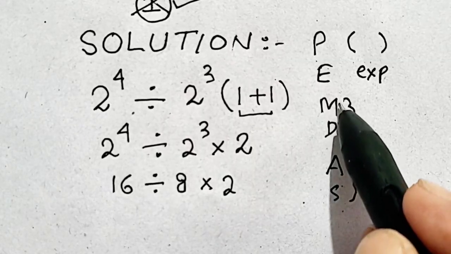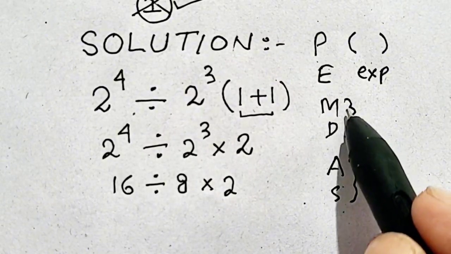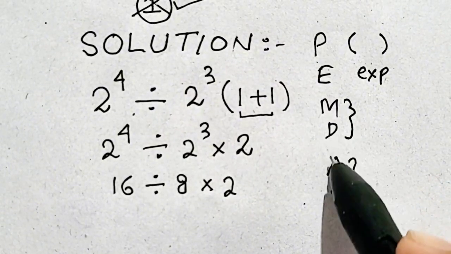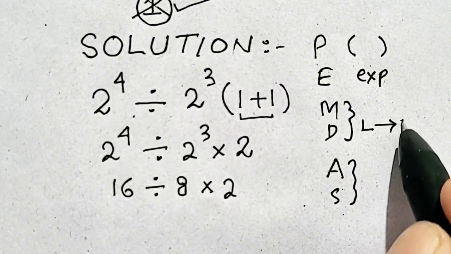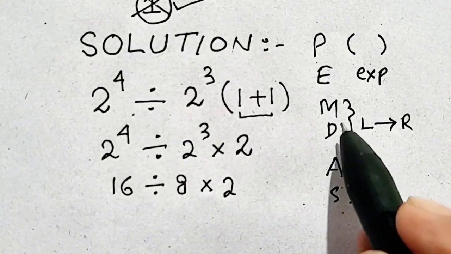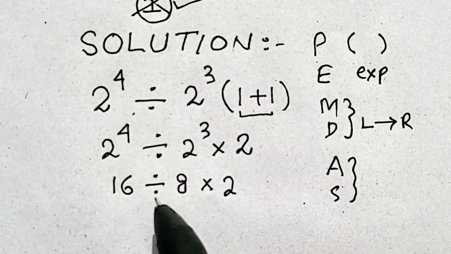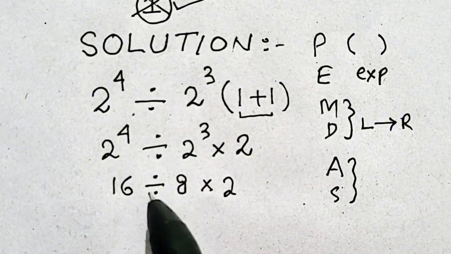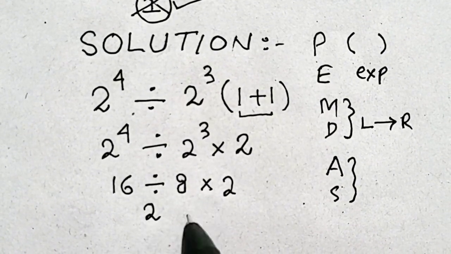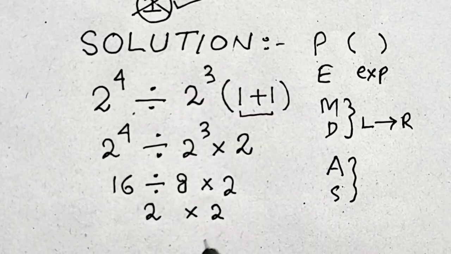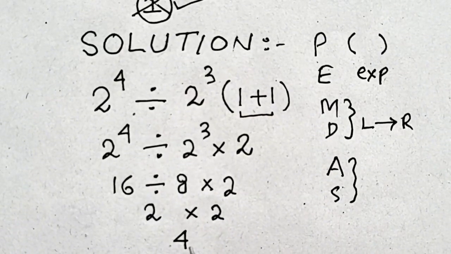Don't say that multiplication is the first step. No, multiplication and division are both the same. We have to move from left to right. As here division is at left, we have to handle division first. So 16 divided by 8 gives us 2, times 2 gives us 4.